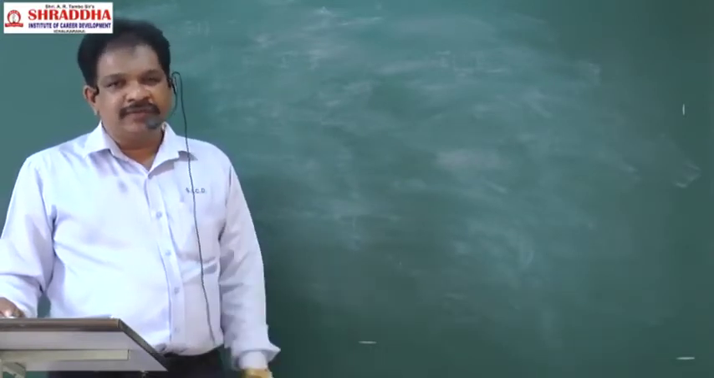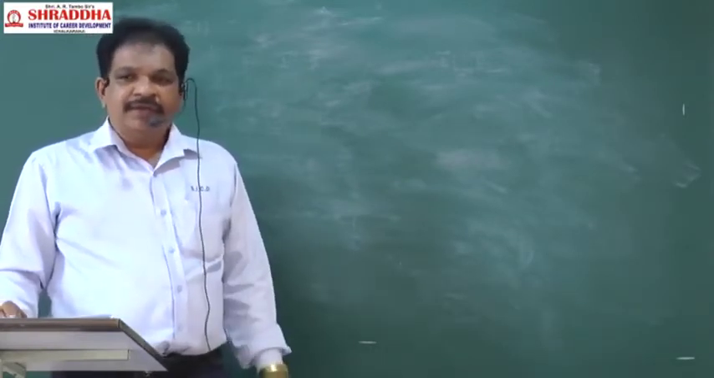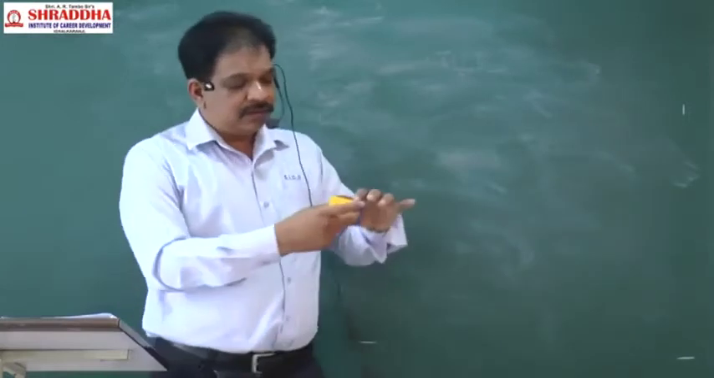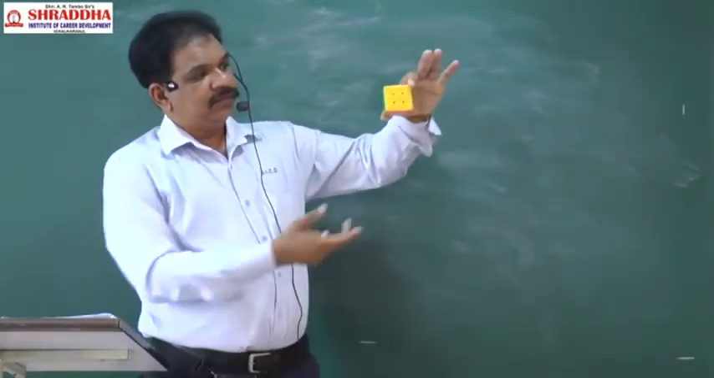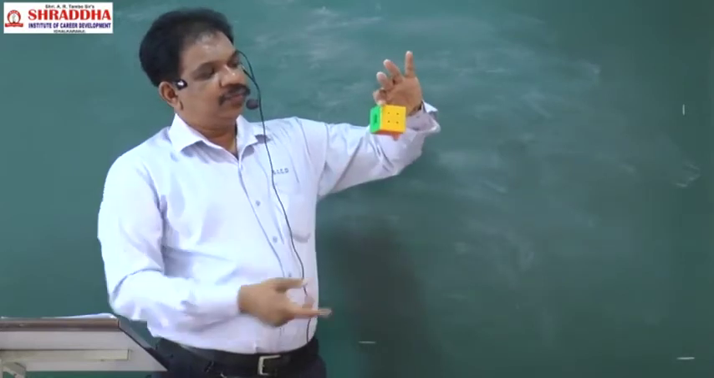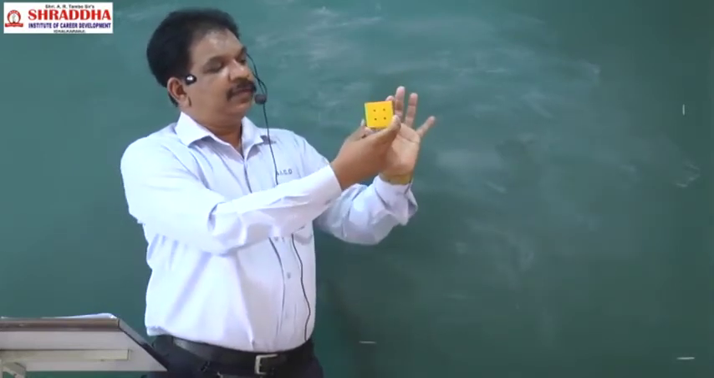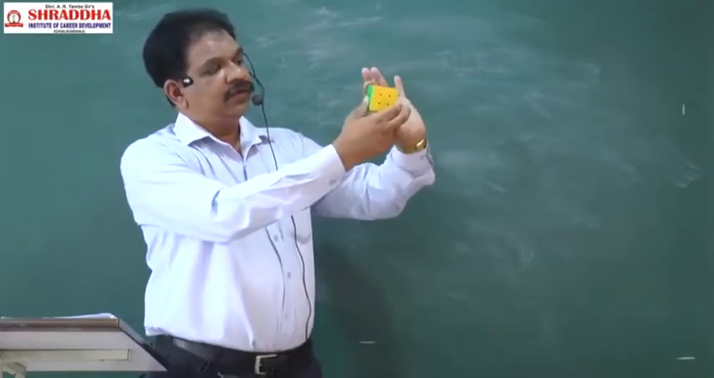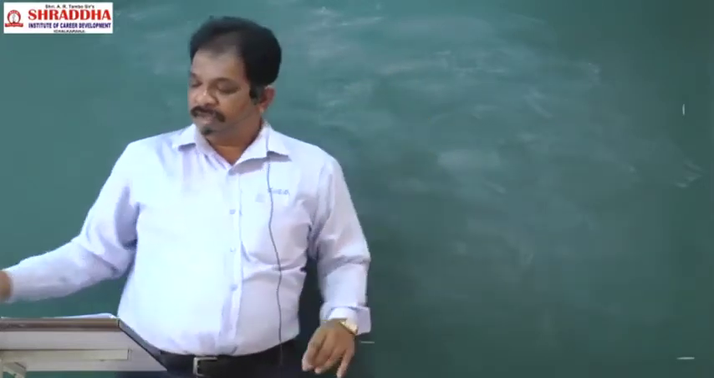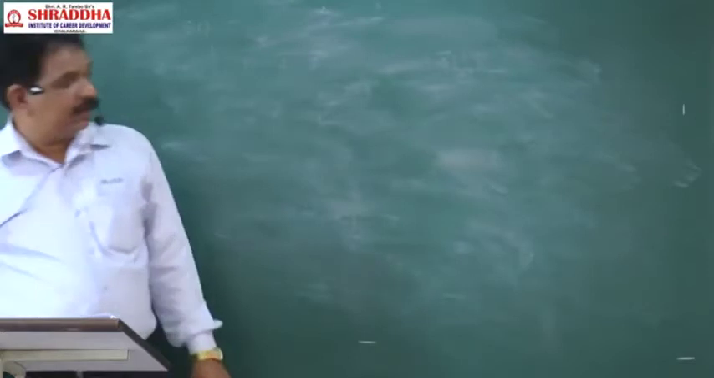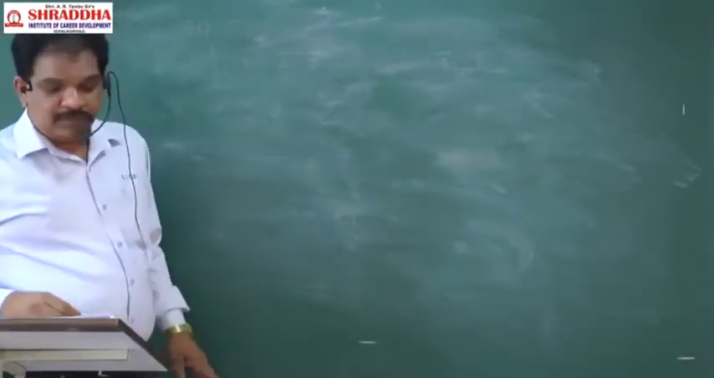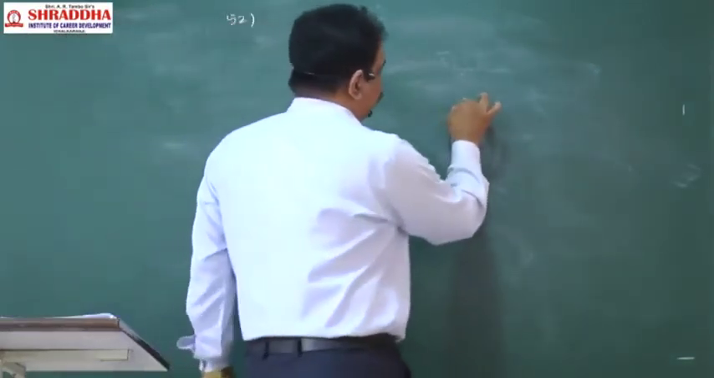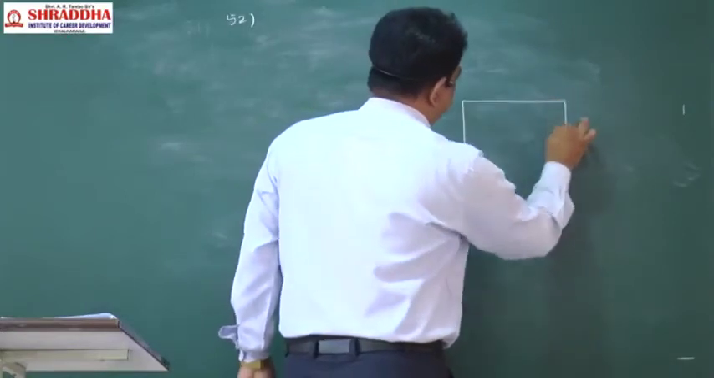Okay, any two diagonals you take, 4 diagonals will be there, na? You take any two diagonals, that will be the answer. So what will be there? This is 1, next this is 2, next this will be 3, you observe, this will be 4. Any two diagonals we will calculate. So mathematically, how to calculate that one? See, question number 52. First draw the cube.